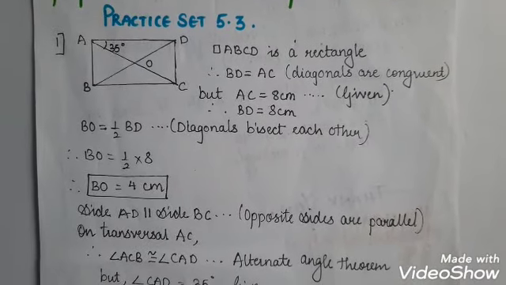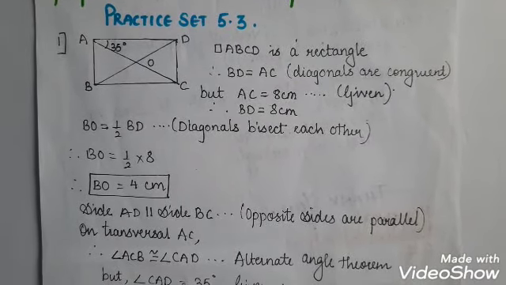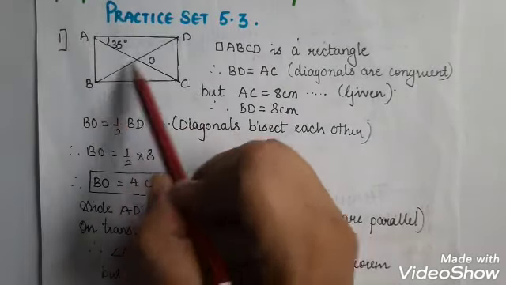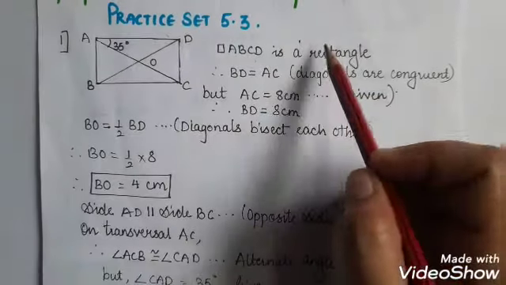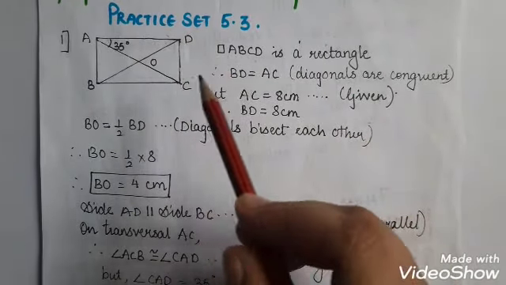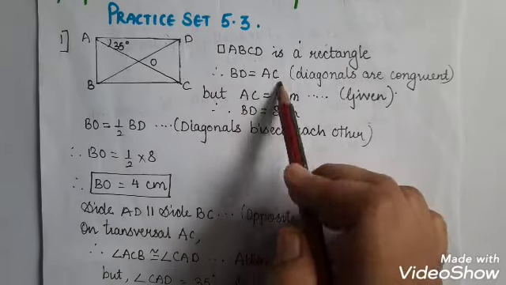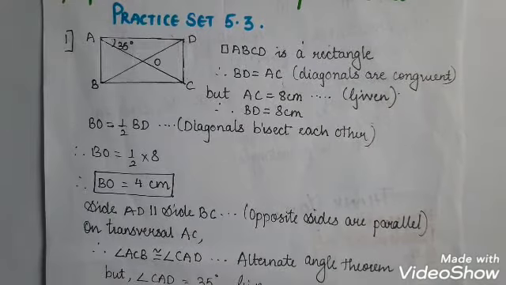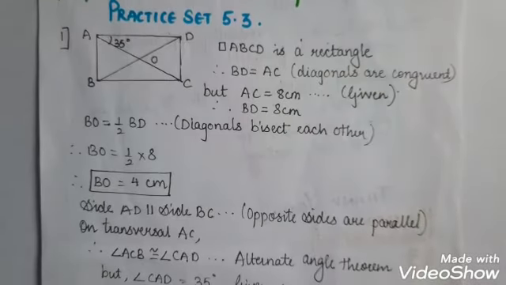Diagonals of a rectangle ABCD intersect at point O. So you can see a rectangle ABCD is given to us. BD and AC are the diagonals. So the diagonals are equal. BD is equal to AC because diagonals of the rectangle are congruent. Now they intersect at point O.